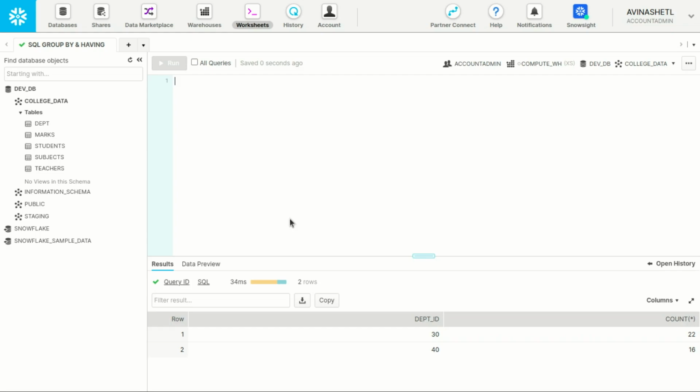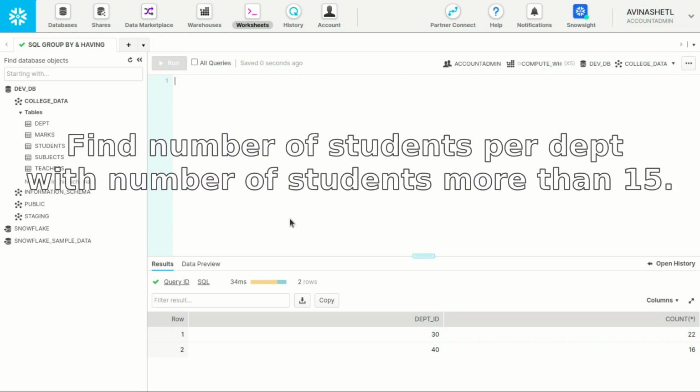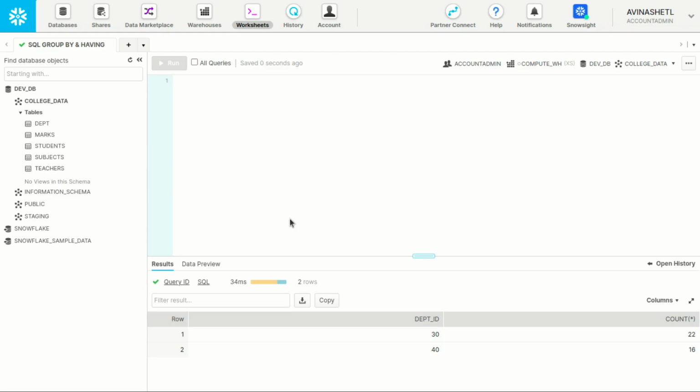Now we will try to solve two problems by writing SQL queries. First problem is find number of students per department with number of students more than 15, and second problem is finding maximum marks students have obtained per subject if the maximum marks are more than 90. In first problem, we need to find out number of students per department, but we are only interested to know departments which are having student count more than 15. So let's try to write a SQL query.